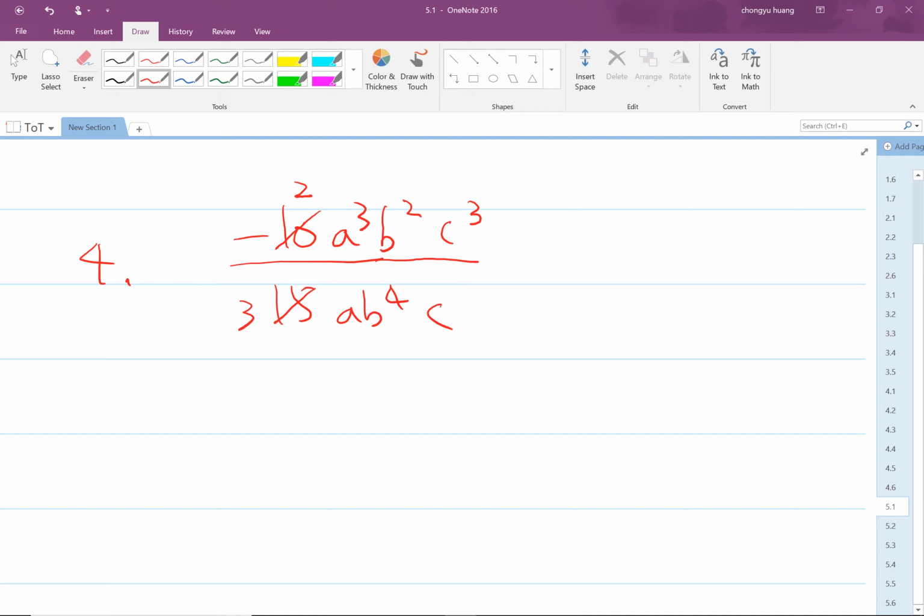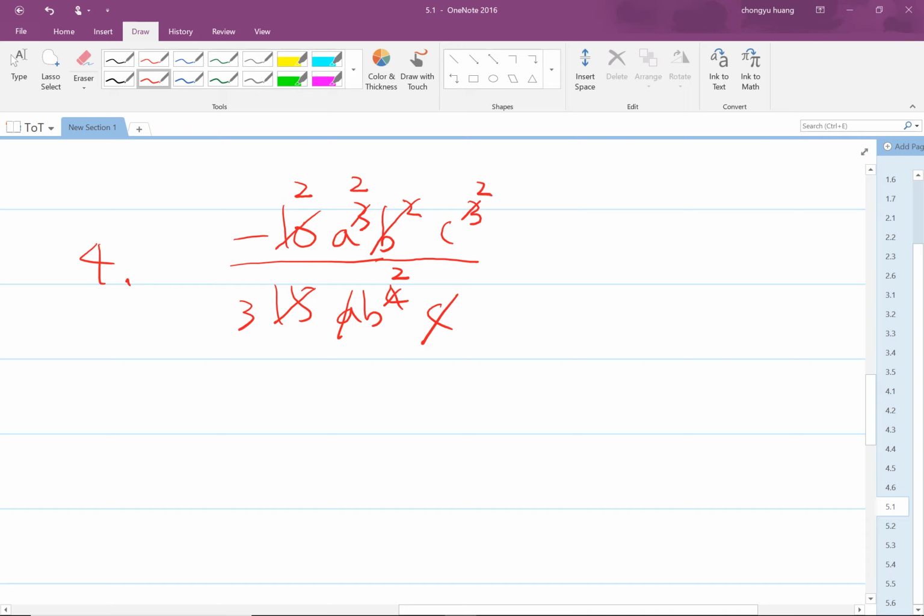Okay. So now we can cancel more terms. We can cancel this a, and then this part becomes a to the power 2. Then we can cancel the b to the power 2 with this b, and this b becomes b to the power 2. And then c also gets cancelled, and c to the power 3 becomes c to the power 2, right?